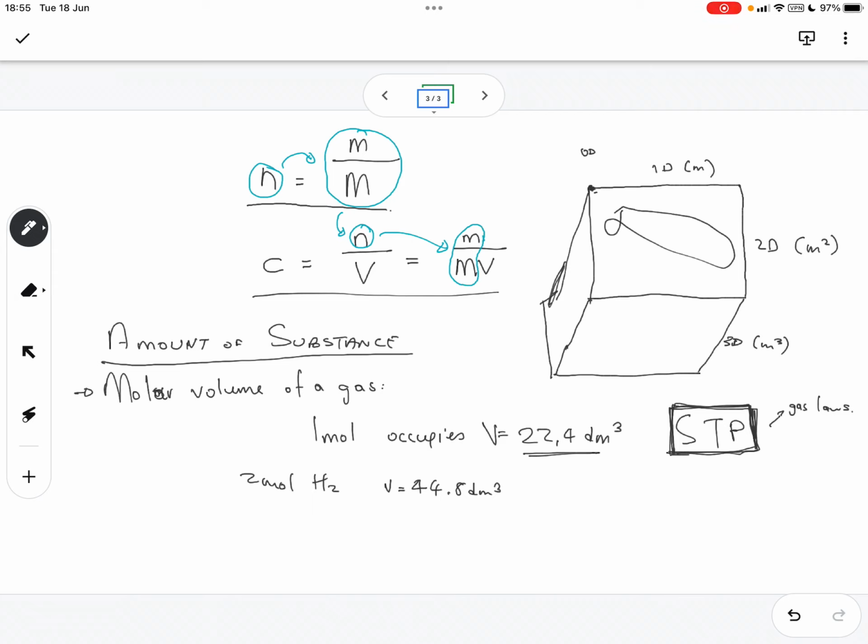So dm cubed, I believe the d stands for deci, but I just want to check. I remember it's decimeter, I think. dm cubed, yes, decimeters. So dm cubed stands for cubic decimeter, and a cubic decimeter equals 1 liter.